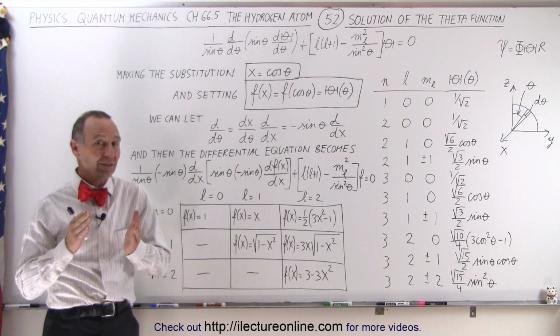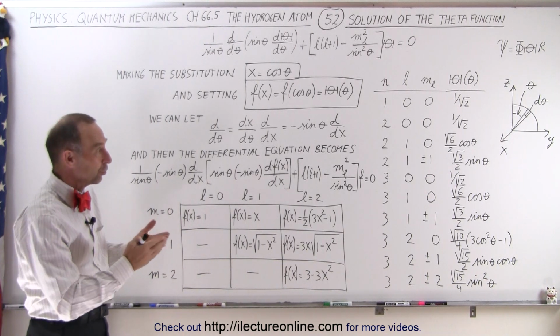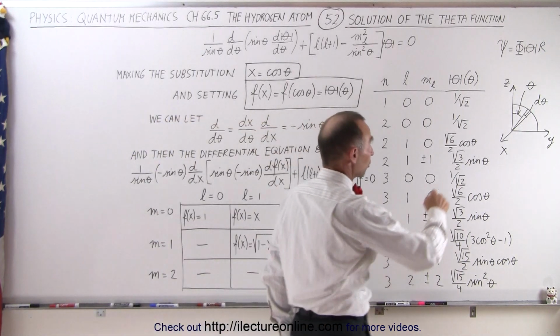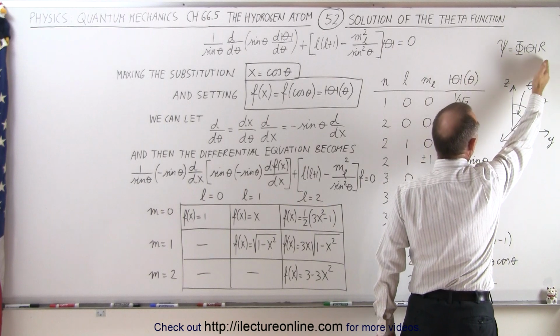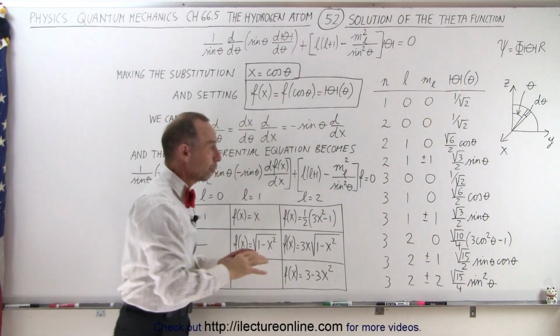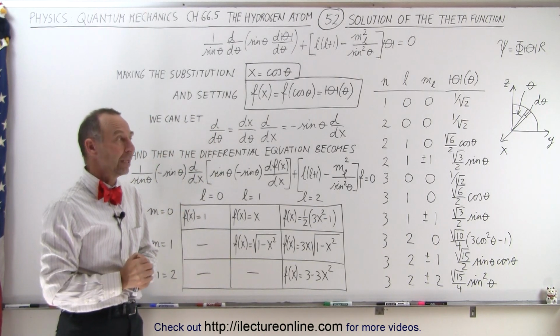Now we're going to tackle, and I really mean tackle, the second portion of the solution to the hydrogen atom in terms of the Schrodinger equation. Remember that the Schrodinger equation was solved in such a way that we had three separate functions multiplied together to form the one singular solution for the wave function of an electron in a hydrogen atom.